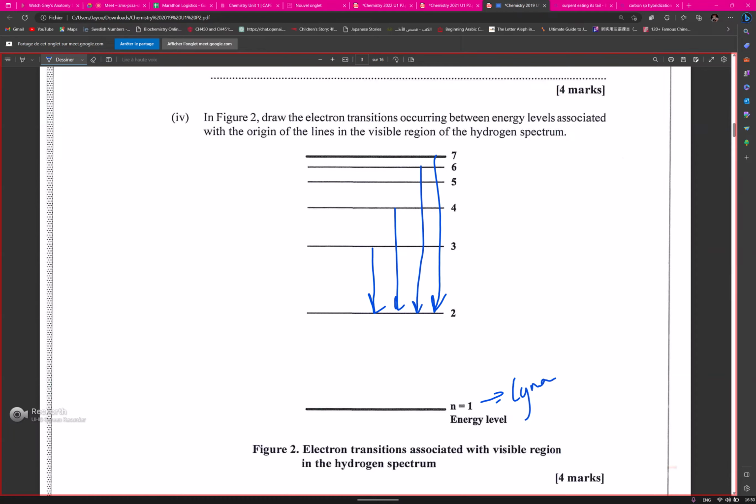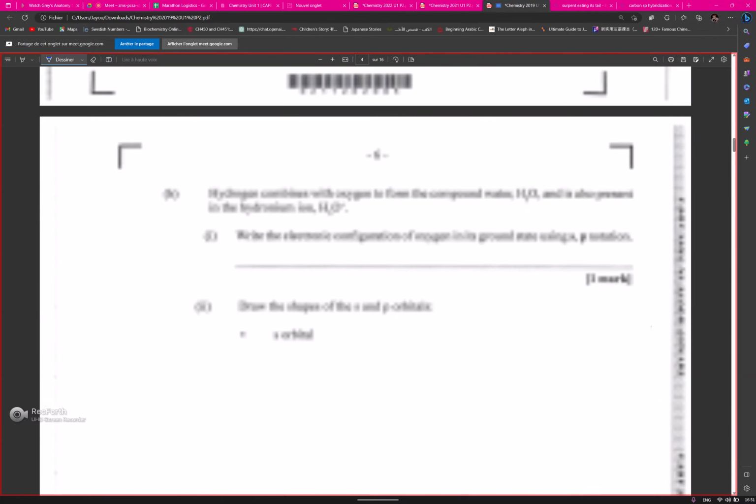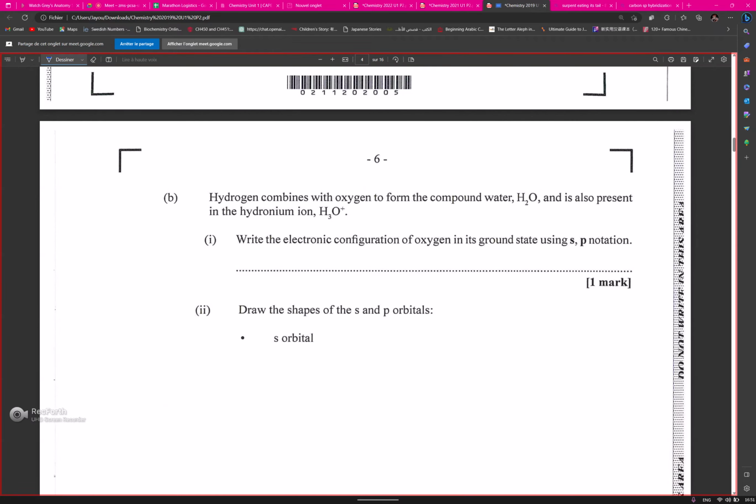Alright. Remember that here is the Lyman series. Here is the Balmer series. Here is the Paschen series, and it goes all the way up. Alright, so I have different series here.